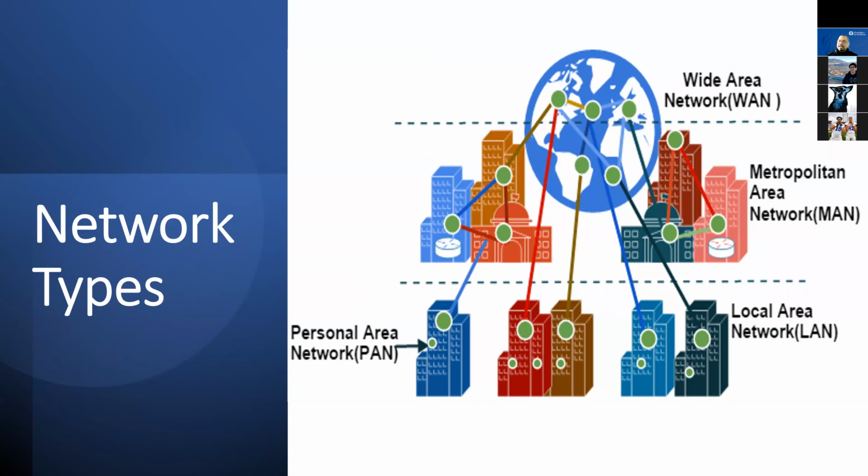But there are different types of network, okay? In this picture, you have 4. You have a personal area network. It's a very small network that connects personal devices. For example, I have a smartwatch, and my smartwatch is connected with my cell phone and the internet through a personal area network between my smartphone and my smartwatch, okay? It's a type of network.